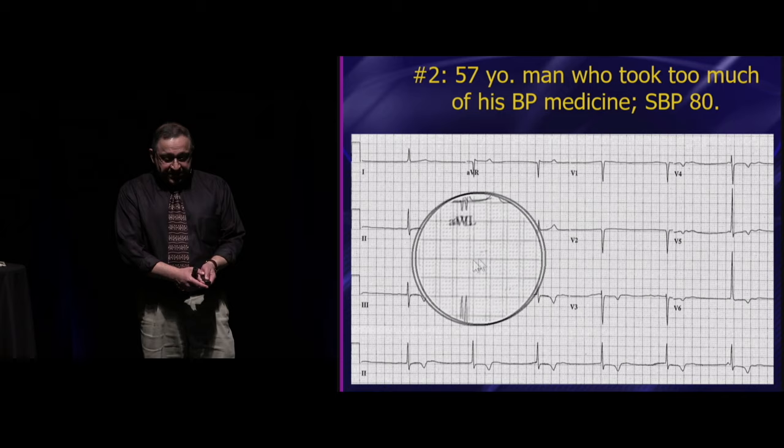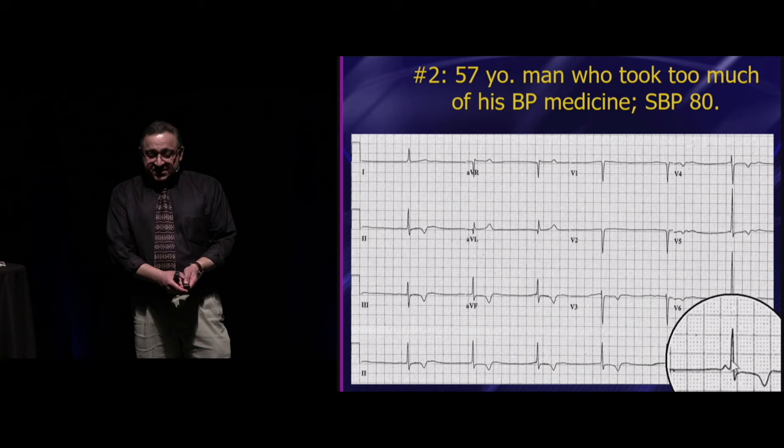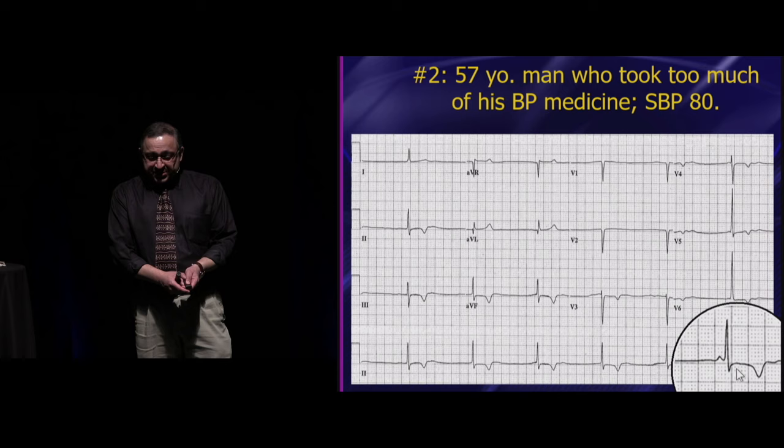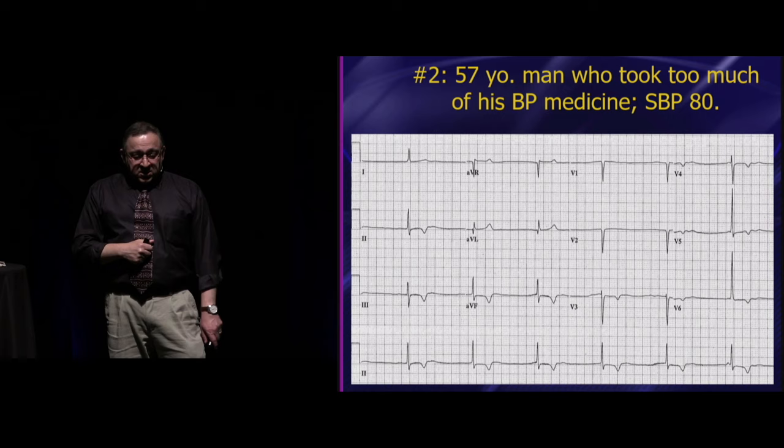Actually, if we get towards the end, there's a P wave that popped out there. See that? But it's a short PR. So that's an example of what junctional rhythms can sometimes do. You can sometimes get the P wave just before or just after. If it's just before, it'll be a short PR. And there's two things that give you short PR, junctional rhythms and WPW, pre-excitation. All right? So how would you treat this patient?